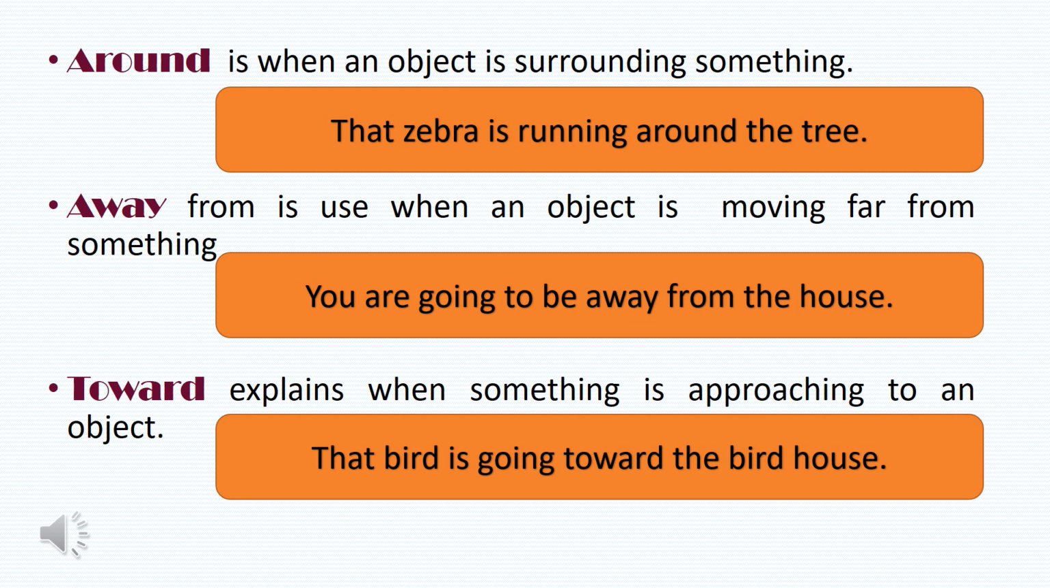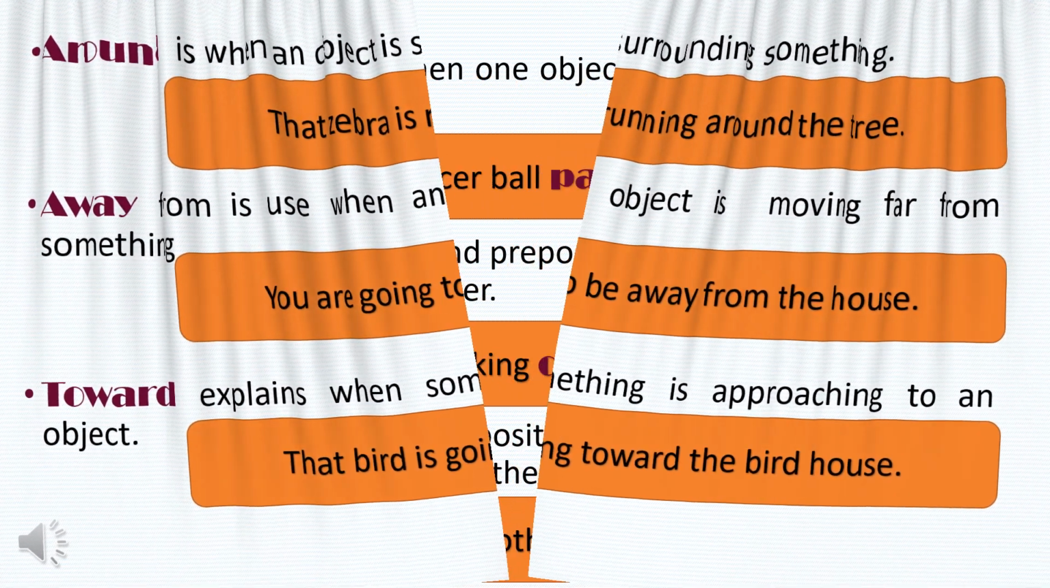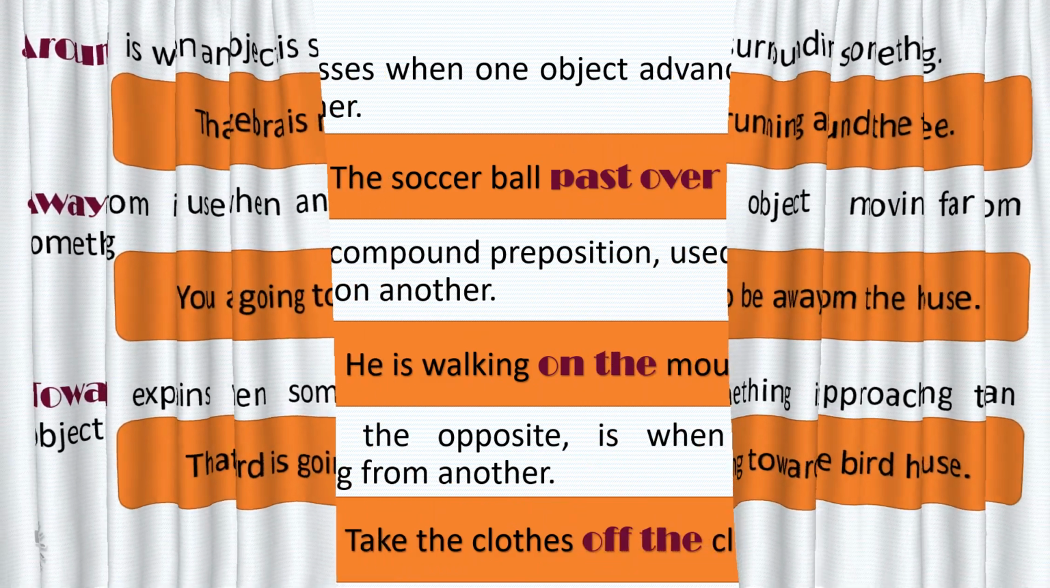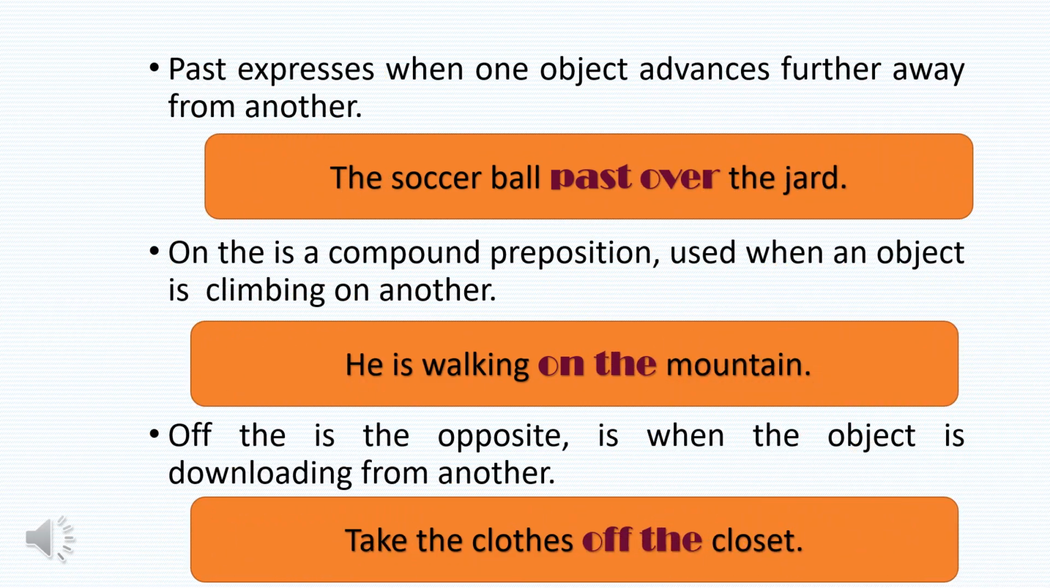Around is telling that one object is moving, surrounding another one. Away is telling that one object is moving far from the first one. Toward explains when something is approaching another object. The preposition past expresses when one object advances further away from another.